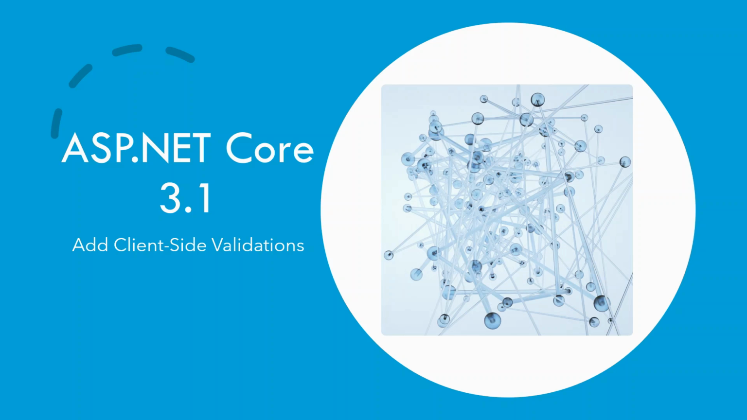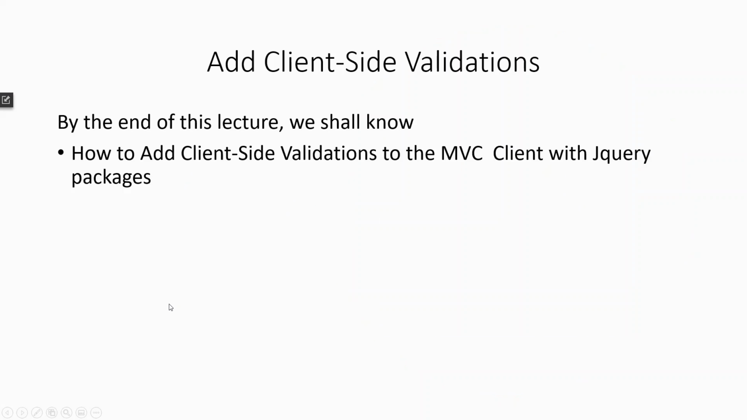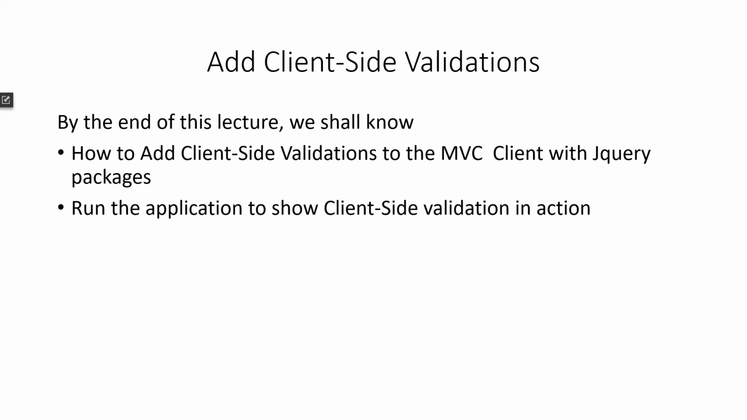So let's go over and see what we are going to learn today. By the end of this lecture, we shall know how to add client-side validations to the MVC client with jQuery packages and run the application to show client-side validation in action. So let's switch over to Visual Studio now.